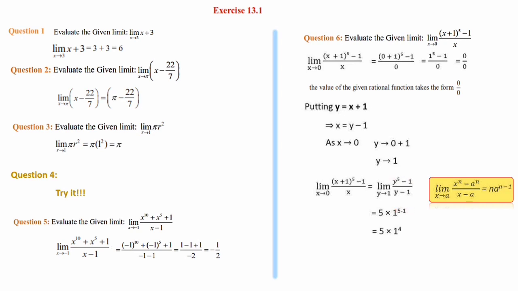That is equal to 5 into 1 power 5 minus 1 is 4. 5 into 1 power 4 is 1 itself. That is equal to 5 into 1 is 5. That is, limit x tends to 0, x plus 1 the whole power 5 minus 1 divided by x is equal to 5.